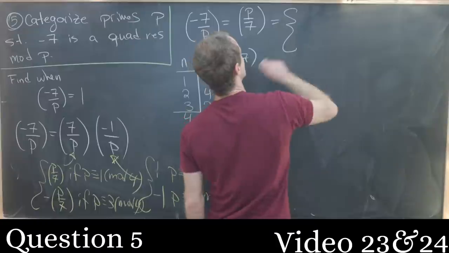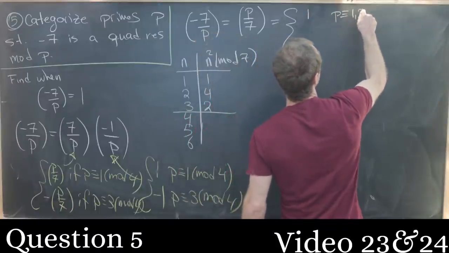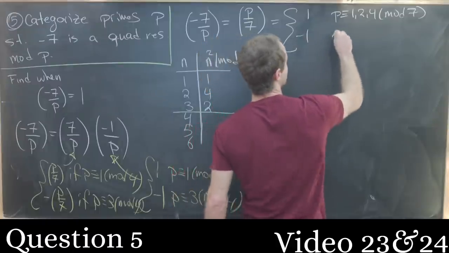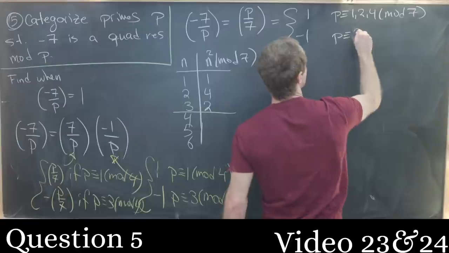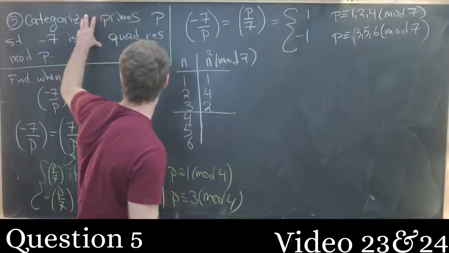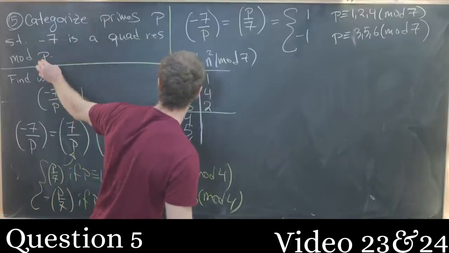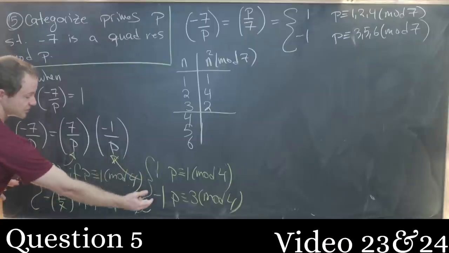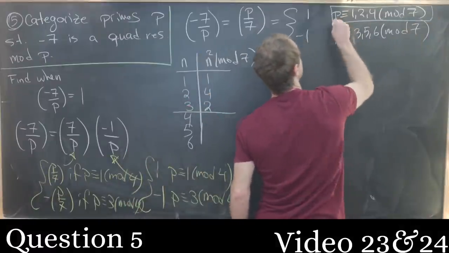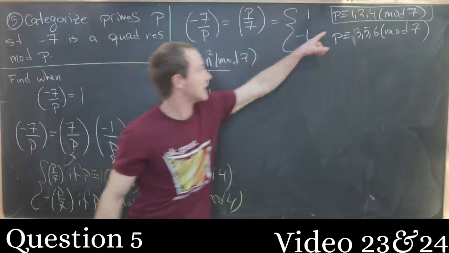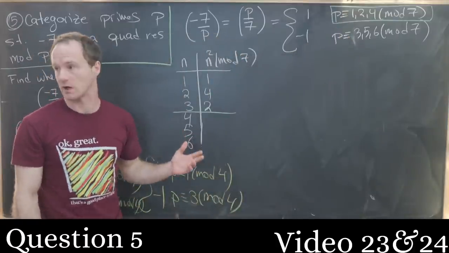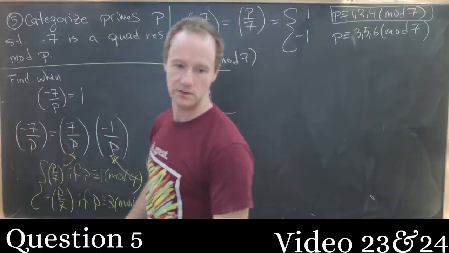So that means this is going to be equal to 1 if p is congruent to 1, 2, 4 mod 7. And it's going to be equal to negative 1 if p is congruent to anything else. So what will that be? 3, 5, 6 mod 7. So categorize the primes p such that negative 7 is a quadratic residue mod p. So through these two steps of simplification, we have gotten it down to the following classification. These primes up here allow negative 7 to be a quadratic residue. Okay, great. So number 6.